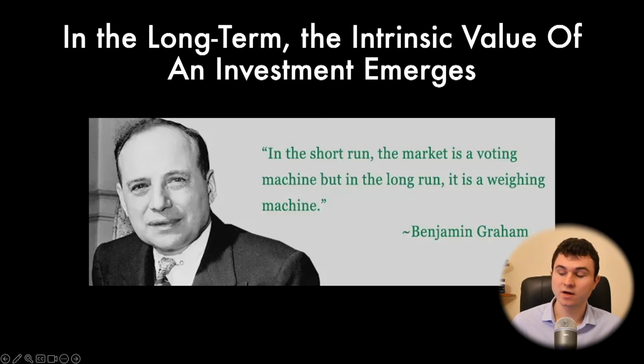Benjamin Graham, the father of value investing and Warren Buffett's teacher, said that in the short run, the market is a voting machine, but in the long run, it's a weighing machine. What this means is that in the long term, the intrinsic value of an investment emerges. In the short term, everything can happen. But if you do your fundamental analysis right, and if you say Starbucks stock is worth $200, if you do the work, well, the price of the stock will reach its intrinsic value. But you will see that after years, not after weeks or months.